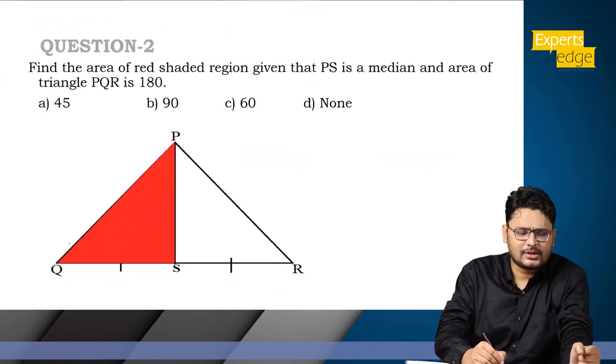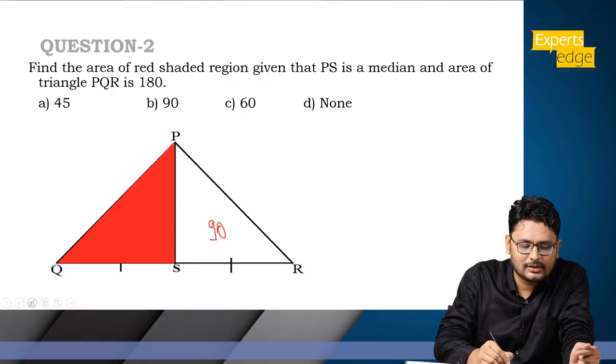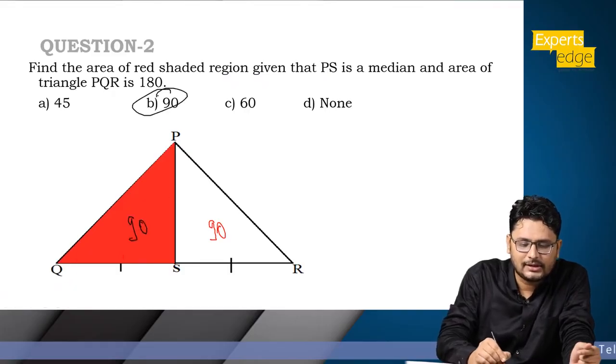Okay, now let's start with the question, a simple question. So question number 2, find the area of shaded region red, that PS is a median triangle. So अभी देखा था median divides into two equal halves. So अगर पूरा triangle 180 का है, तो this will be 90, and similar the required red part will also be 90. So answer of this question is 90.